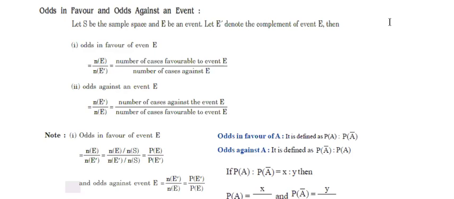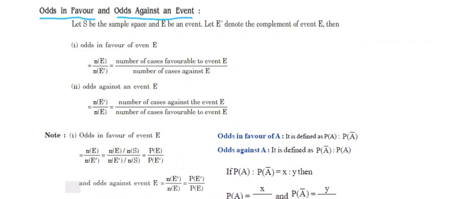In the previous class, we discussed concepts up to the definition of probability. Now the continuation part. See here, odds in favor and odds against an event. There are two types. See here.